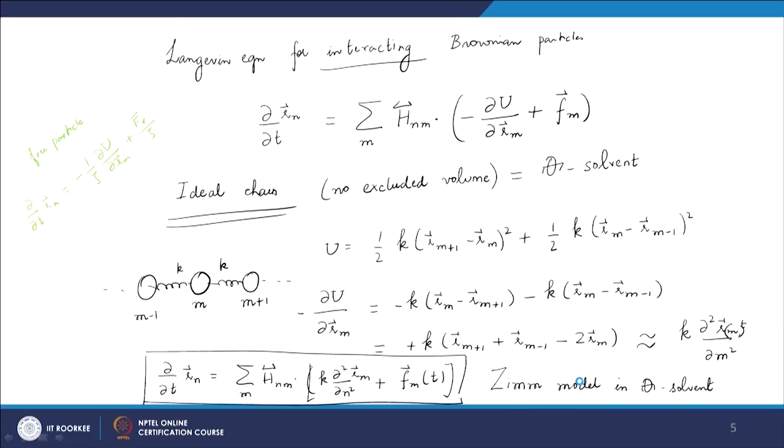So, just to give you a brief review of what we have done so far, we started with the Langevin equation for the interacting Brownian particle. It is different from the free particle case in the sense that the force acting on the particle also affects other particles in the system. Then we have been looking at this for the ideal chain case, where the only force acting on the bead is the spring force due to the neighboring beads, that is the case of a polymer chain. And then we have made an approximation similar to what we had made earlier in the Rouse model, that we get a finite difference like form in the expression of the force, and then we think of the continuous analog of the discrete bead spring model.